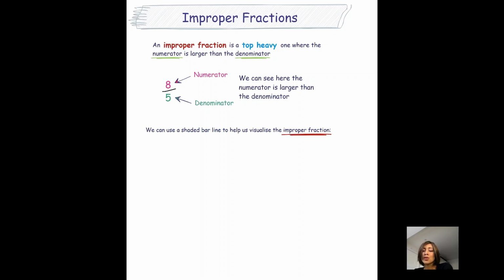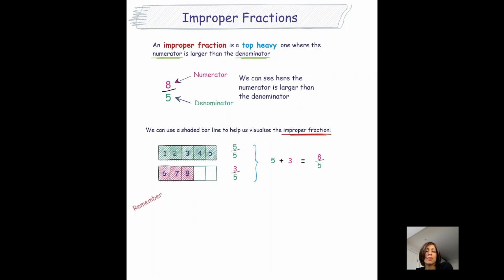We can also use a shaded bar line here to help us visualize the improper fraction. So here we have a line split into 5 equal pieces, all of which are shaded. So 5/5 are shaded. And another line underneath split into 5, but only 3 of which are shaded. So we have 3/5 shaded here. But if we add them together, we have 5 plus 3 shaded pieces. And if we add them up, we get 8 shaded pieces, so 8/5.